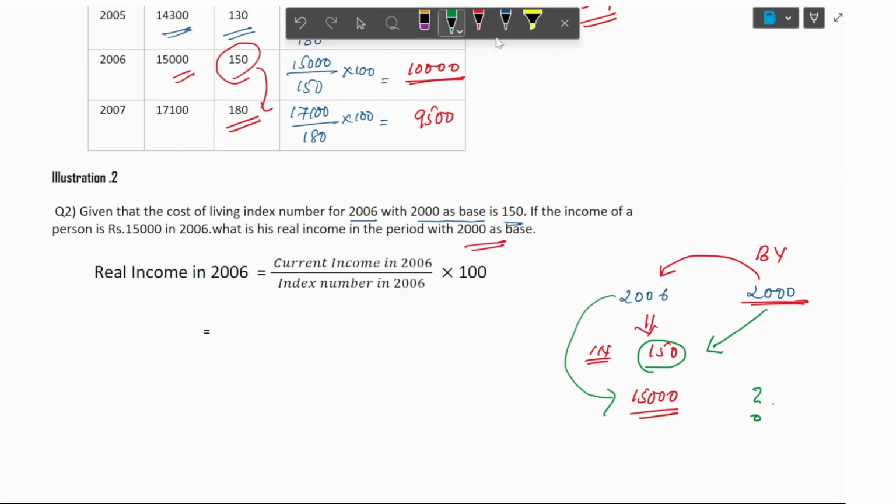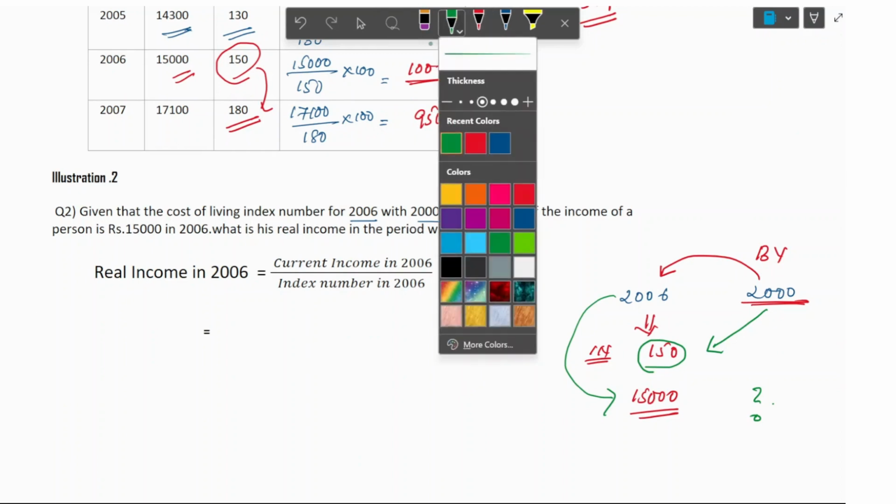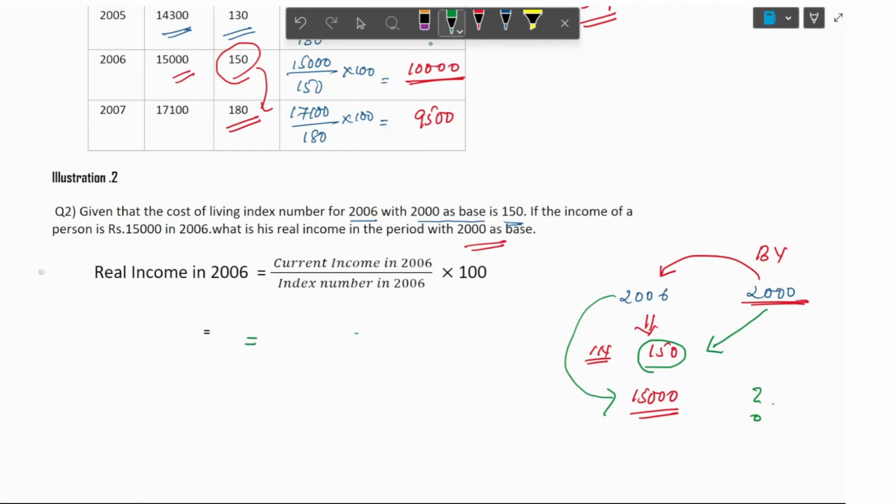Therefore, here the values are given. Therefore, you can just substitute it. That is equal to current income in 2006. What is your current income? That is 15,000 divided by, what is the index number in 2006 compared to your 2000?